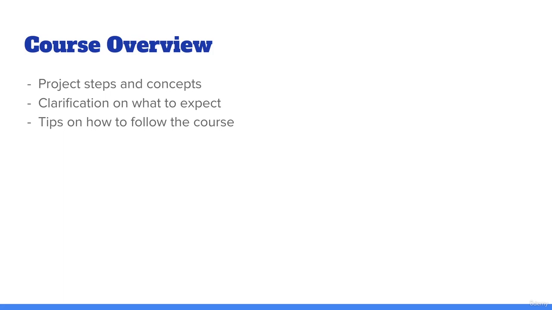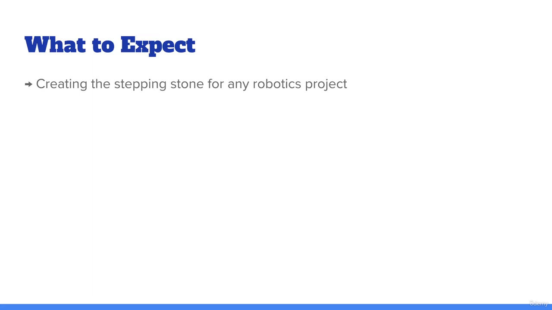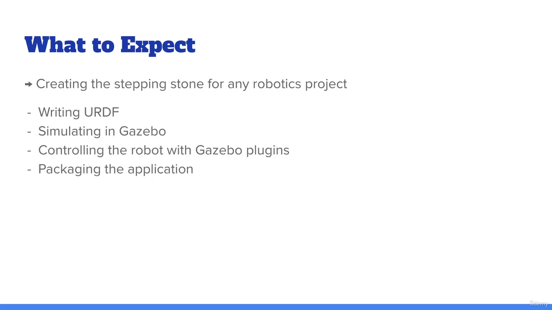And first, to be clear, this course is about creating the stepping stone for any robotics project, which includes writing a URDF for a robot, simulating the robot in Gazebo, controlling the robot with Gazebo plugins, and packaging the application correctly so you can build a user application on top of it.